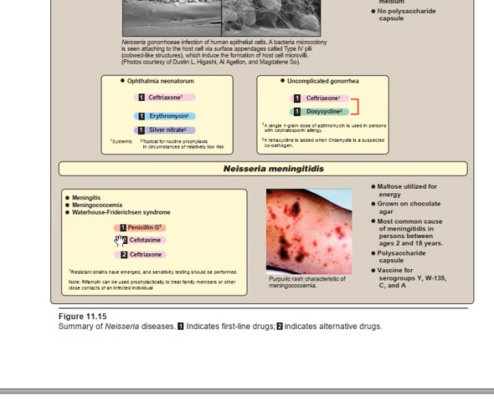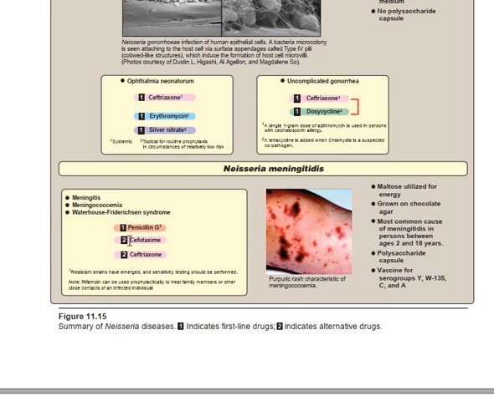What is Waterhouse-Friderichsen syndrome? Waterhouse-Friderichsen syndrome is a hemorrhage of the adrenal gland. Is it clear? So Waterhouse-Friderichsen syndrome is just hemorrhage of the adrenal gland resulting in adrenal insufficiency, which is due to Neisseria meningitidis. So for the drugs that you use in these diseases, the first line drug is penicillin. Neisseria meningitidis does not produce beta-lactamases, so since they don't produce beta-lactamases, penicillin G can easily be used.